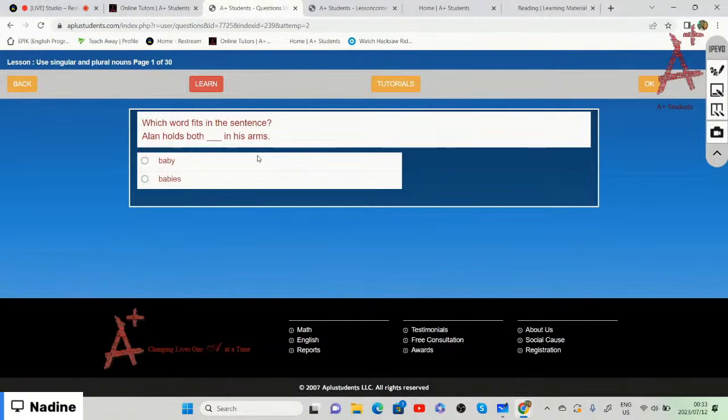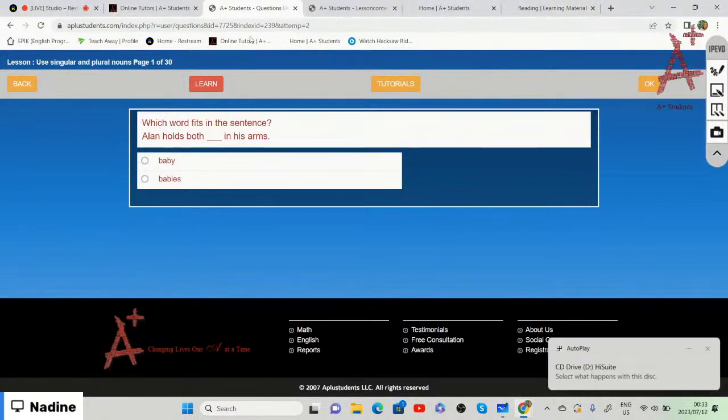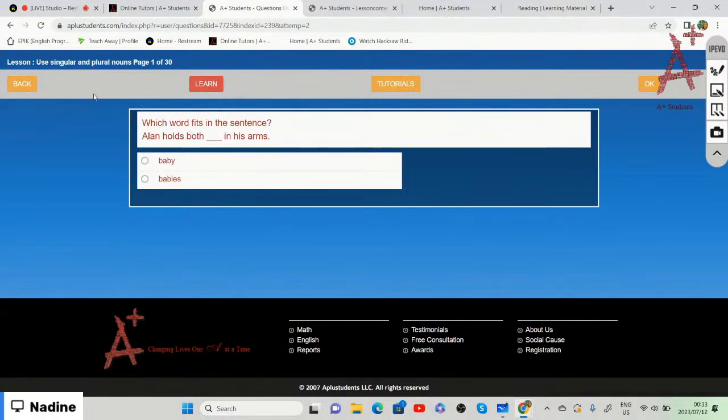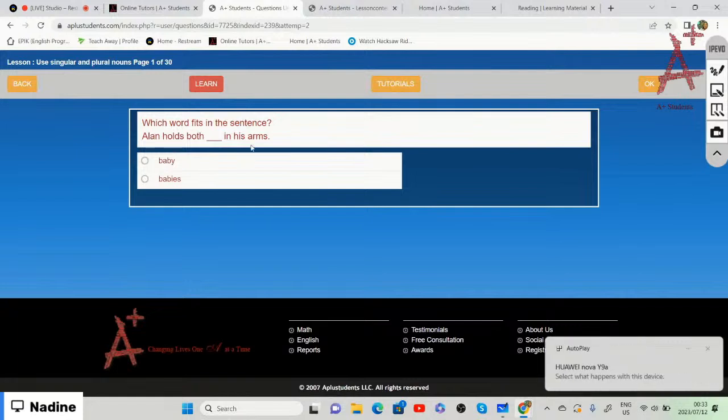All right, so we are going to choose, if it says both, right, then both refers to more than one because both is two, right? So which means that we are going to choose babies, right, which indicates more than one baby.